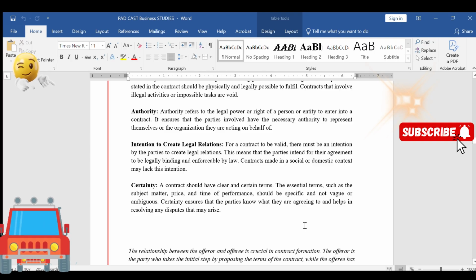Certainty: a contract should have clear and certain terms. The essential terms such as the subject matter, price, and time of performance should be specific and not vague or ambiguous. Certainty ensures that the parties know what they are agreeing to and helps in resolving any dispute that may arise.